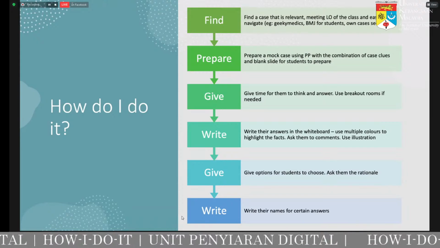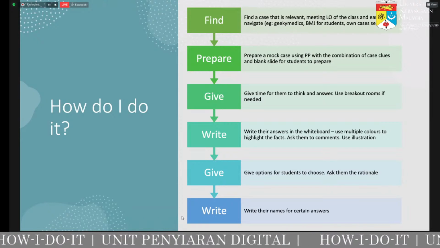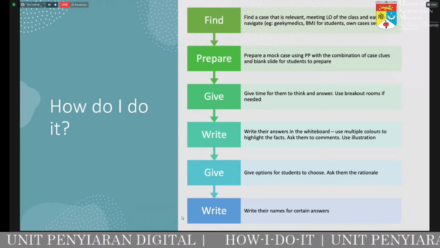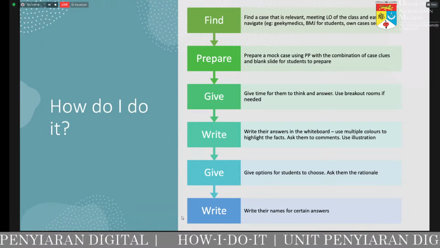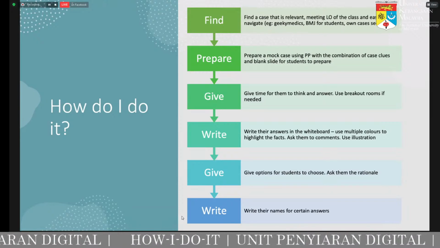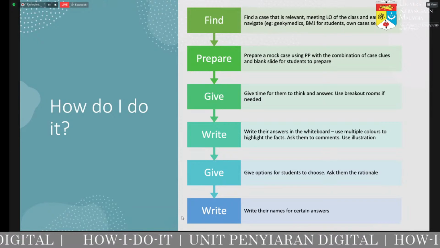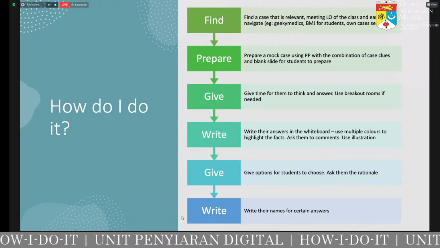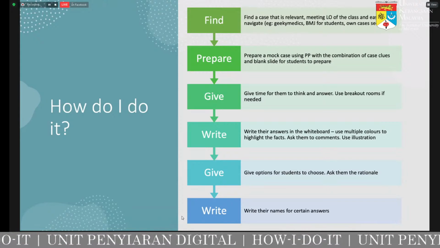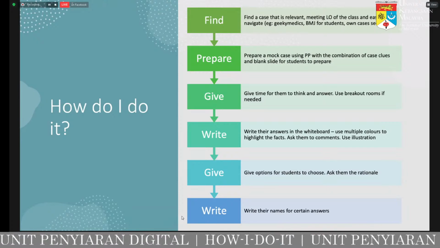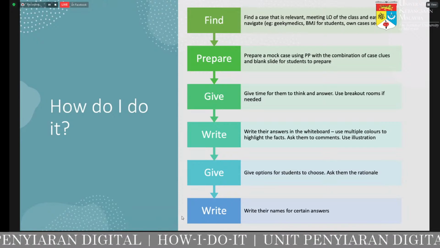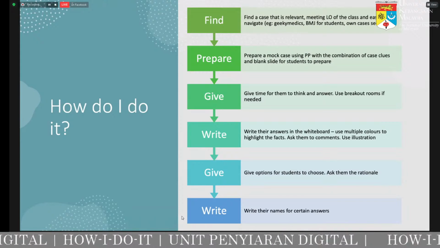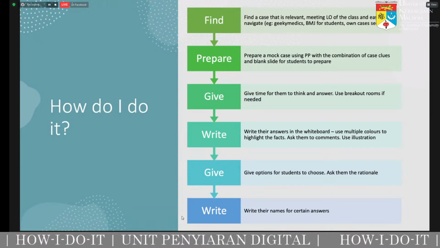The next thing is that I ask them, how would you proceed with the consultation? I will ask them to shout out the history. Then I give multiple colors for the history they are talking about.